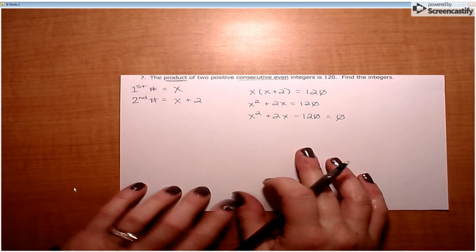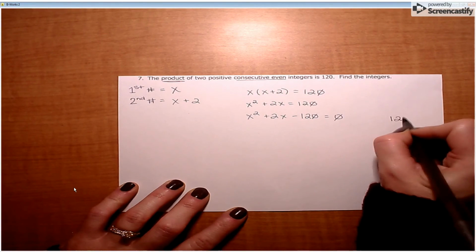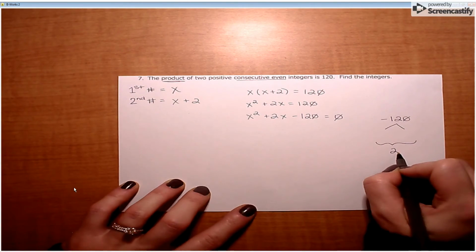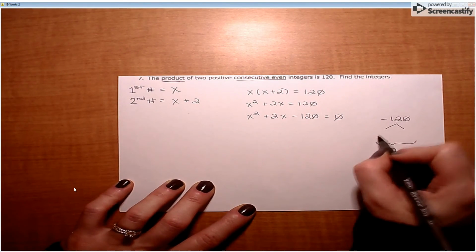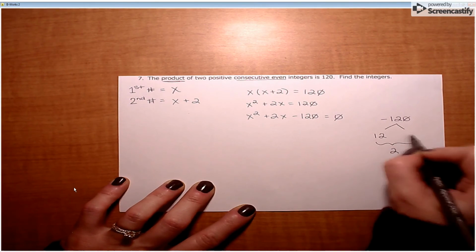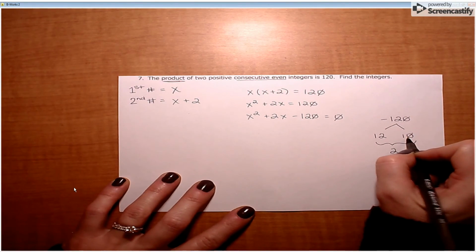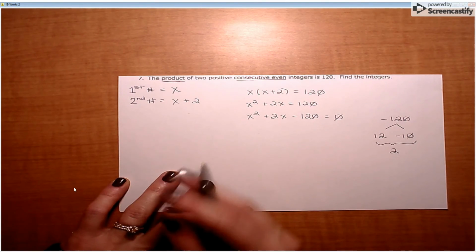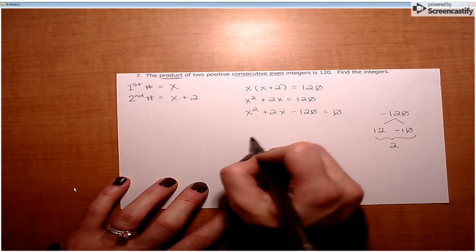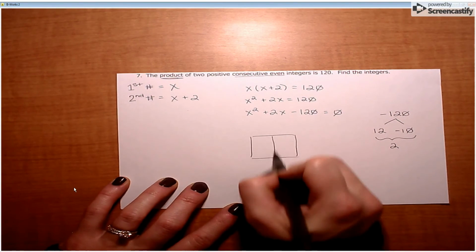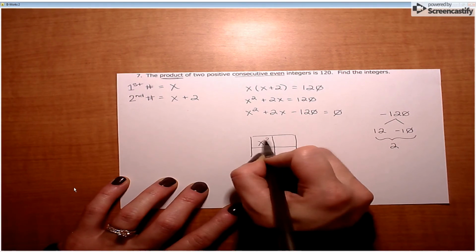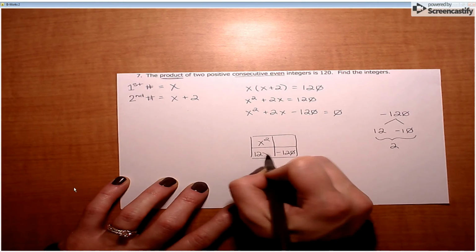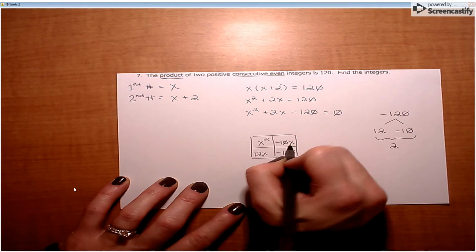From here, I can look at my factors of 120 that are negative, that combine together in the end to add to 2. So breaking down 120, I have 12 and 10. Since I want this to be positive 2, I'm going to make the 10 negative. We're going to go to our box from here. So I have x squared and negative 120. I have 12x and negative 10x.